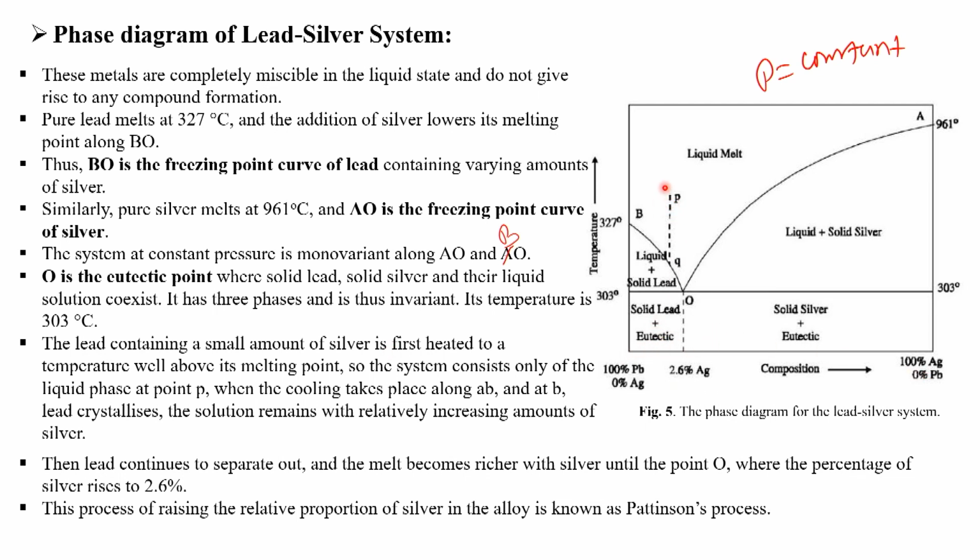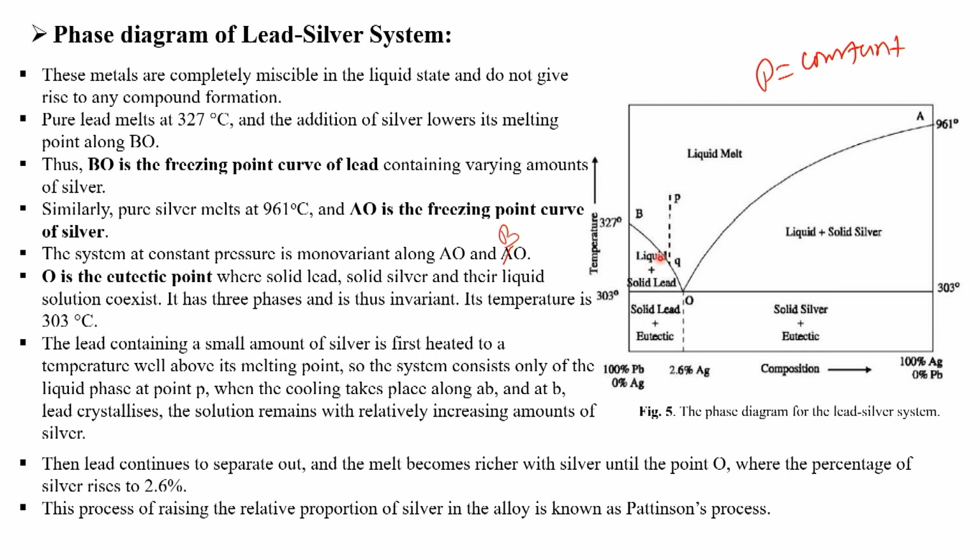So we started with point P. The system consists of only one liquid phase at point P. Like before, you get only one phase here, with liquid silver and liquid lead. If we start from point P and then cool down like before, when the cooling takes place along AB, at B lead crystallizes.